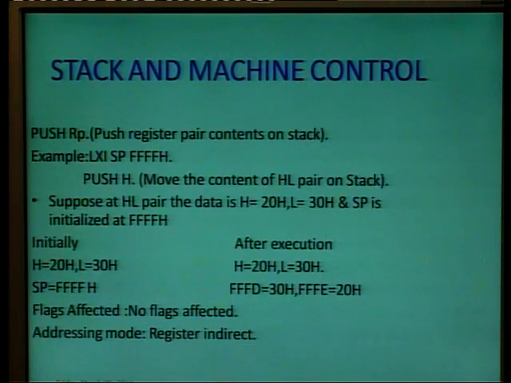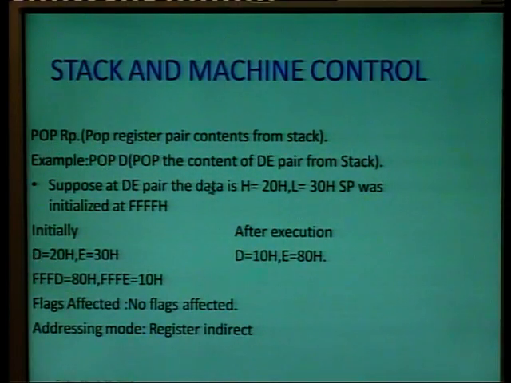Then in the stack and machine control, POP RP. Suppose the HL pair has some data, and SP is initialized to FF. These instructions are used for the stack memory. POP RP pops the register pair content from the stack. The top two elements of the stack will be read from the stack and transferred to the register pair.